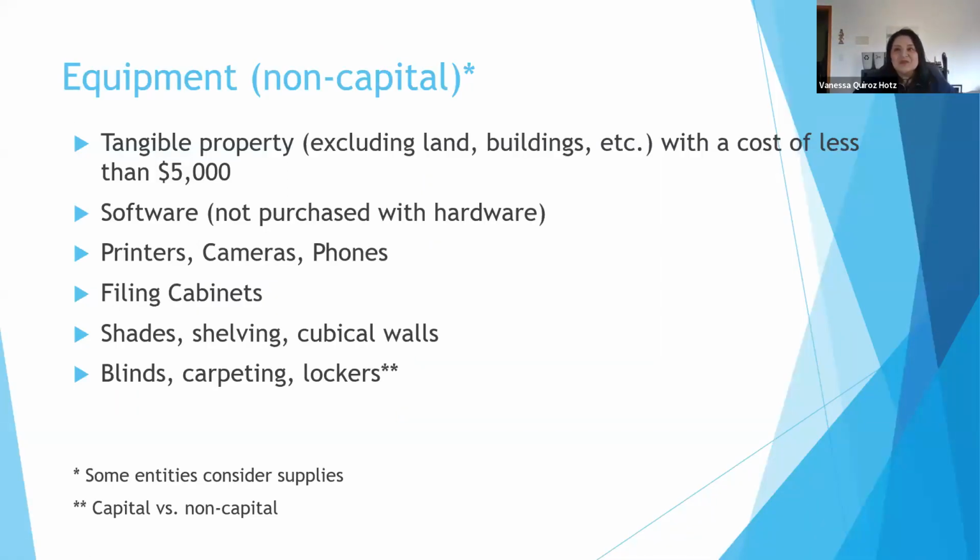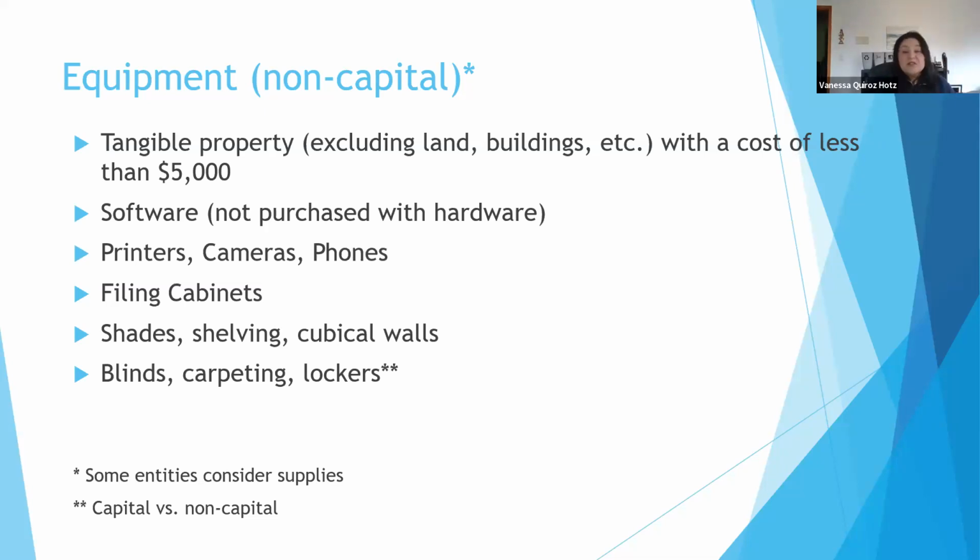The next one is, and this one can have multiple definitions, non-capital equipment. All that means is it's a tangible item. It's something you can touch that is less than $5,000 or underneath what your capital equipment threshold is. Some organizations may consider non-capital equipment supplies. So just keep that in mind. It all depends on your financial system and how you have that set up and how you've set up your processes. And this one's going to have a few caveats.